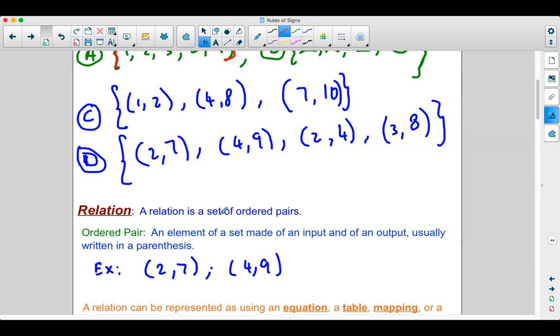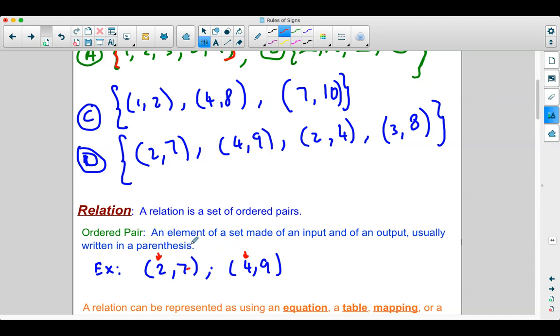So now let's talk about a relation. A relation is a set of ordered pairs. So this means that C and D are what we'll call relations, because they are both sets of ordered pairs. Now, when we talk about ordered pairs, we are talking about elements of a set that are written this way, where you have an input and an output. The first element is the input value. So 2 is the input value right here, and 7 is the output. 4 is the input value right here, and 9 is the output.